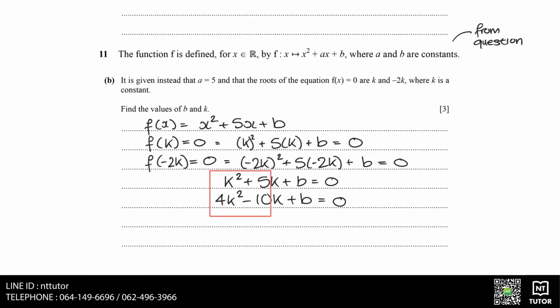And now we have two equations in terms of k and b that we can solve simultaneously to get k and b. There are a few ways we could solve simultaneous equations. In this case, the coefficient of b is the same, so I will subtract the two equations to eliminate b first, and then find k, and then substitute that back to find b.